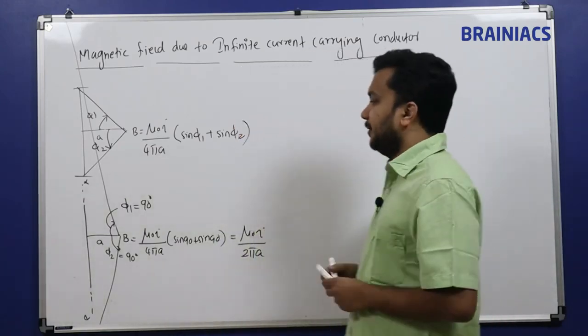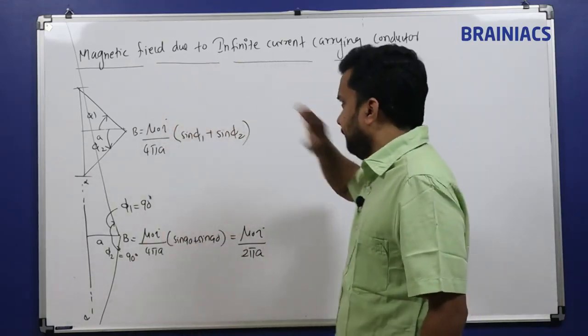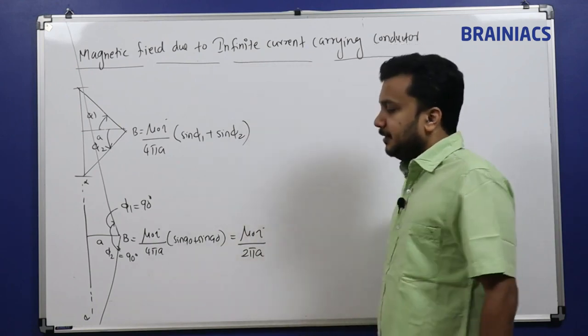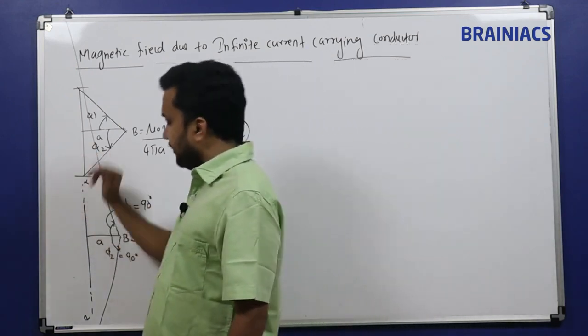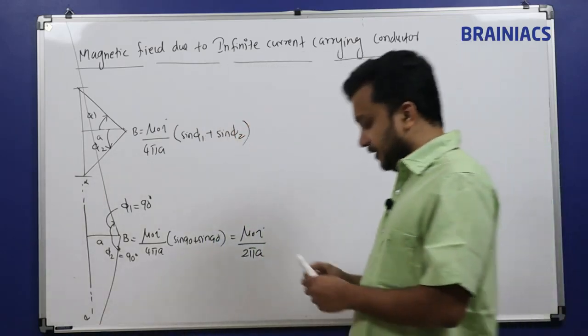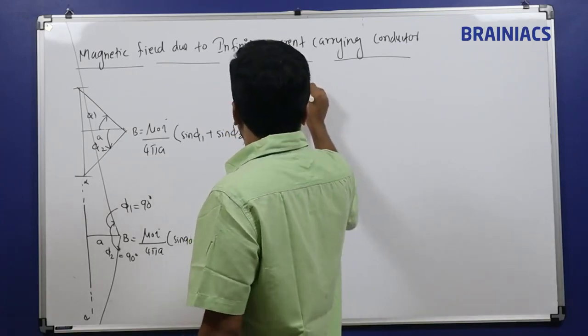Next, what will happen? This is the expression for the magnetic field due to an infinite current carrying conductor, where both top and bottom sides are going to infinity. Now what we are going to see are some special cases.